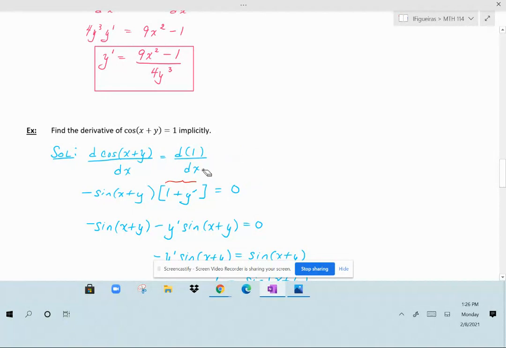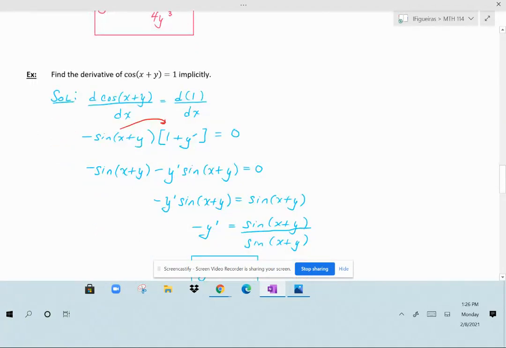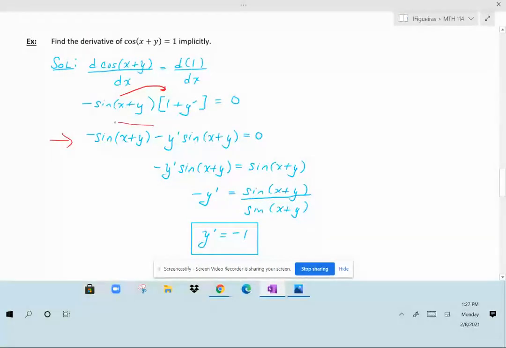Then, because we need to solve for y prime, I need to distribute this so that I could have y prime in a separate term. So when I distribute the negative sine of (x plus y), you get the following line. And then on the next line, I added this to the right, so that ends up over here. And then because, again, we need to isolate y prime, so we're going to divide both sides by sine of (x plus y). So we get negative y prime equals sine of (x plus y) over sine of (x plus y). But we know that this cancels to 1, and then divide both sides by negative 1, you get that y prime is a constant of negative 1.